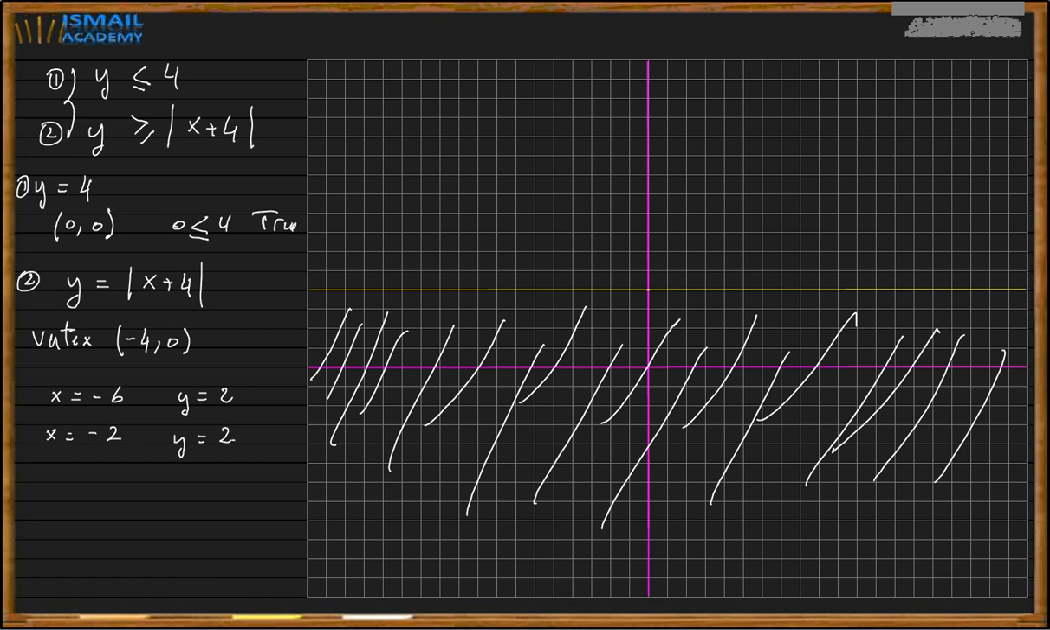So let me use another color here to define my vertex. My vertex is minus 4, 0, so it's here. This is my point, minus 4, 0. Now, if I choose x equal minus 5, which is here, I get y is 2. And if I choose x equal minus 2, my y is 2. So now I have my extra point to draw the other line. So I'm going to draw my absolute value function. There we go.